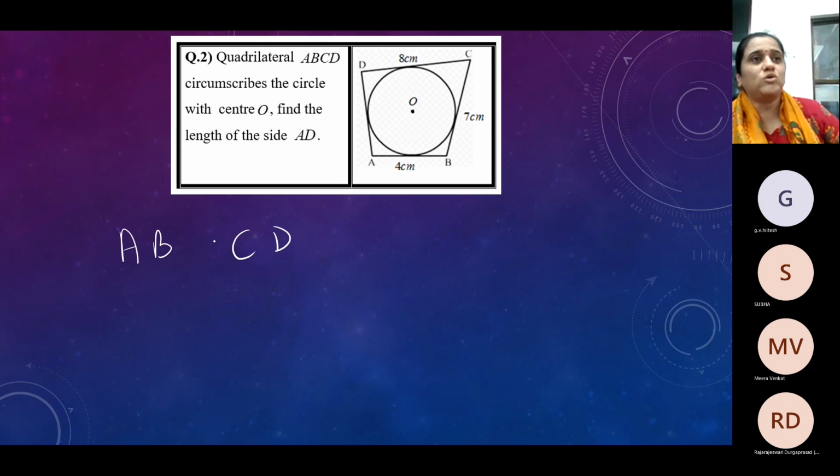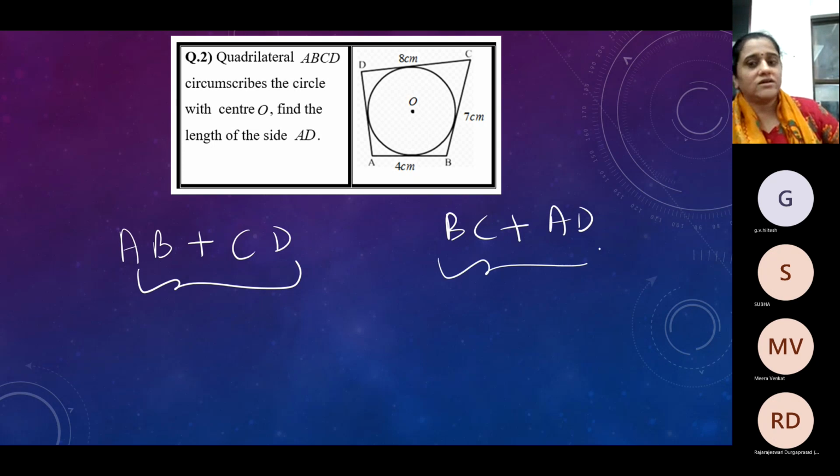The sum, look at the screen, look at the board. So the sum of the opposite sides, BC and AD are the opposite sides. The sum of the opposite sides are equal.